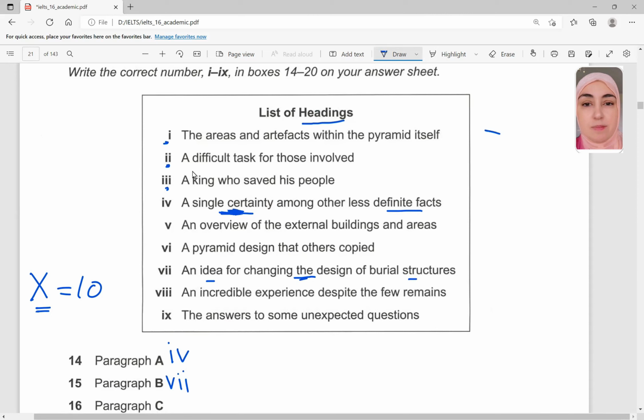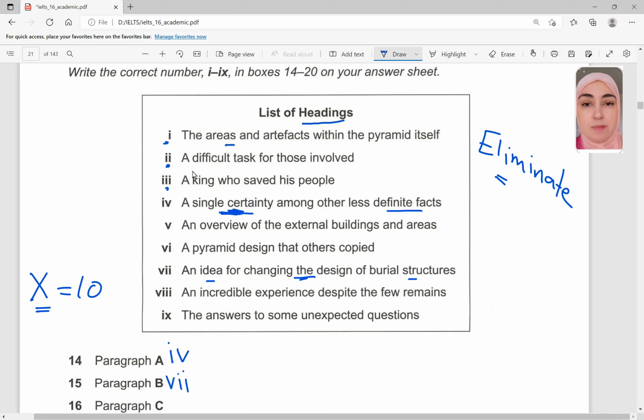If you remember, we talked about elimination, how easy it is to eliminate definitely wrong answers. So when you're reading, try to eliminate, delete the answers that are for sure wrong. While I'm going this way, I'm eliminating the things that I'm sure are not the answers. I would say the areas and artifacts within the pyramid itself, they didn't talk about areas and measurements and so on. Not really mentioned. If I look at number 3, for instance, a king who saved his people, they didn't mention a king who saved people's lives or did something great to help them. Not mentioned at all.